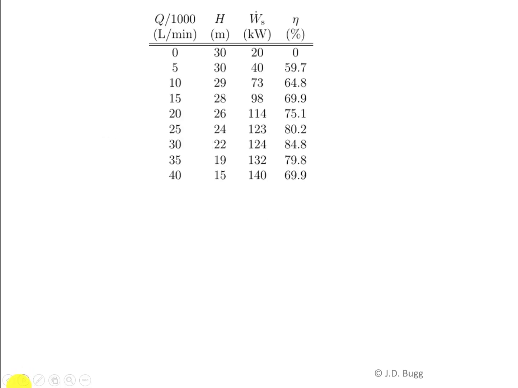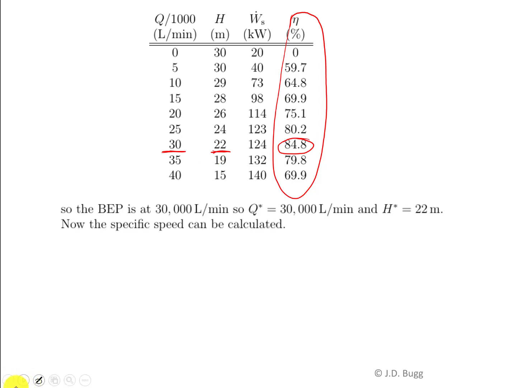So we do that for every row in the table, and we get this. Now we have this extra column here, which is the efficiency at each of these test points. We see that our best efficiency point is at 84.8%, a flow rate of 30,000, and a head of 22. And that's what we need to know to calculate the specific speed. So we go ahead and do that: 30,000 for Q star and 22 for H star.